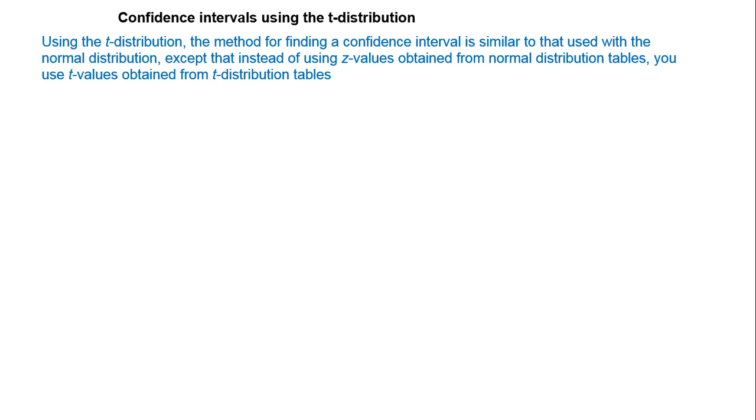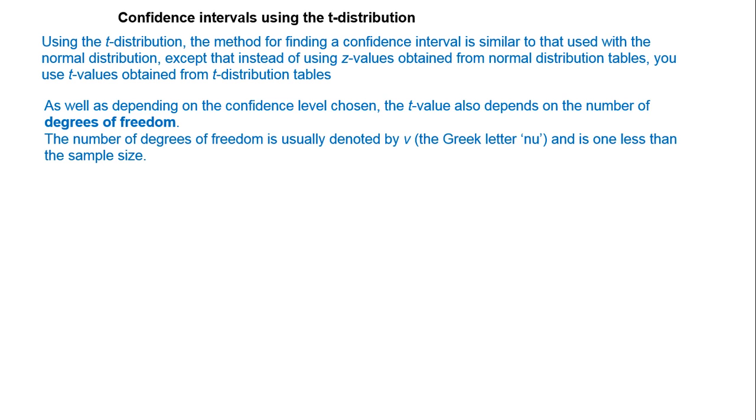So, using the t distribution, the method for finding a confidence interval is similar to that used with the normal distribution, except that instead of using z values obtained from normal distribution tables, you use the t values obtained from t distribution tables. And as well as depending on the confidence level chosen, the t value also depends on the number of degrees of freedom. The number of degrees of freedom is usually denoted by the Greek letter nu, and is one less than the sample size, n minus 1.